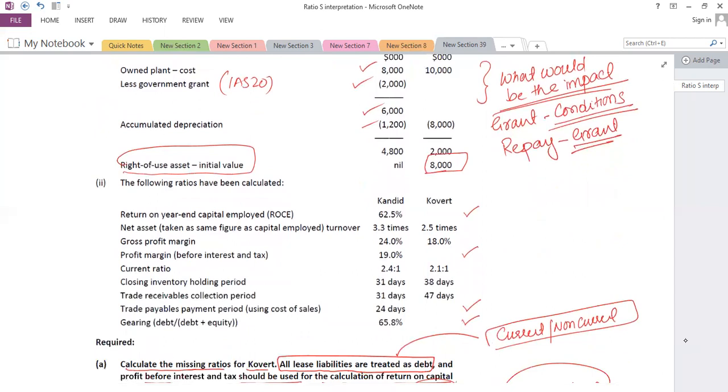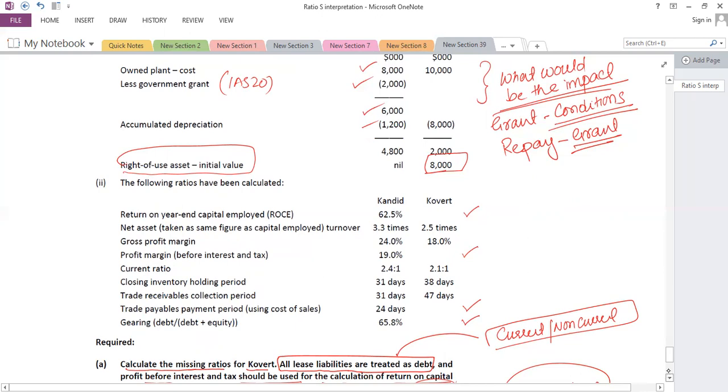The following ratios have been calculated: Candid versus Covert. Return on capital employed is missing. Net asset turnover, you have to compare this. Net asset turnover, gross profit margin, Candid has an advantage here. Profit margin, we have to calculate. Current ratio, Candid has a good current ratio. Closing holding period, Candid has an advantage. Receivable collection period, again Candid has an advantage. Payables 24 days, and gearing is 65.8.